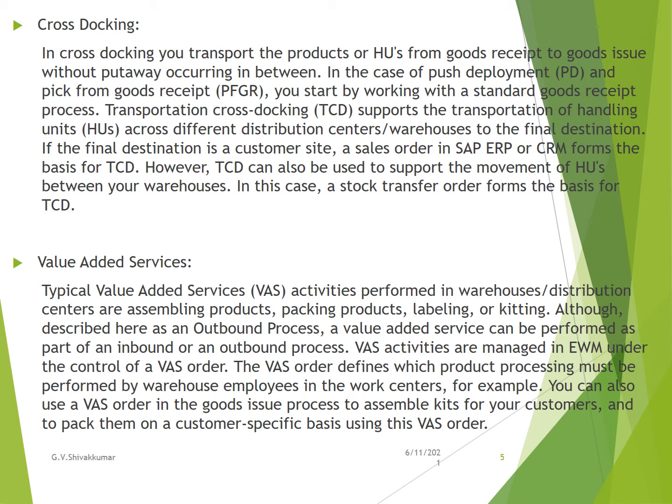For that we are using value added services. So typical value added service (VAS) activities performed in the warehouse or distribution centers are assembling products, packing products, labeling or kitting. Say we are assembling certain spare parts to form finished goods as per the requirement of the end customer, or based on the business requirements.